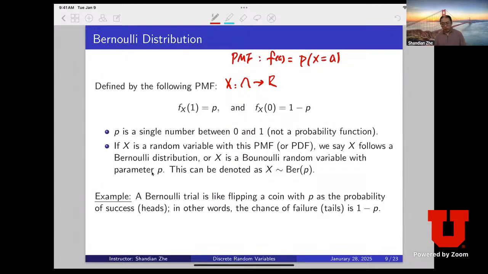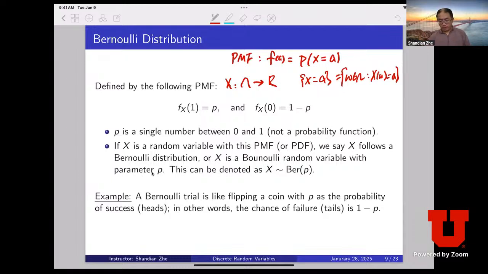So given the definition of the random variable, we can define events. The event described by X equals a means all the elements in the sample space such that when you evaluate the random variable at this element, the random variable's value is a. Does it make sense?